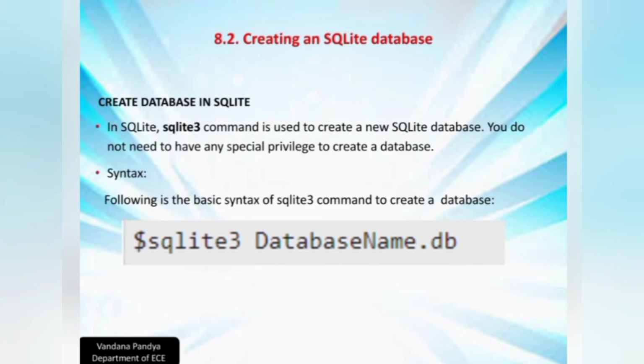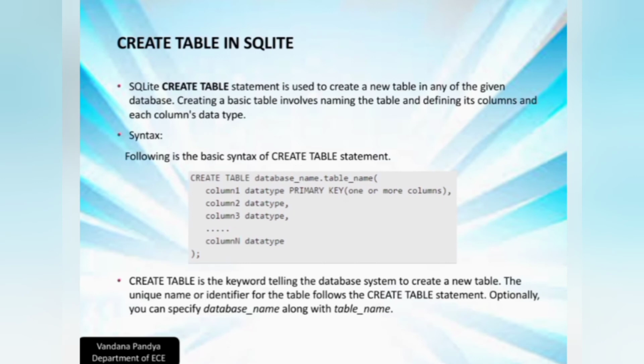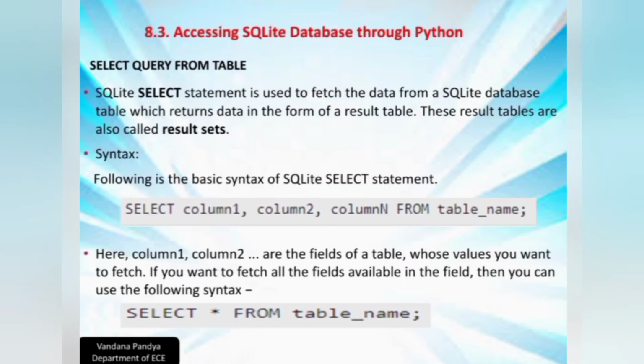After being familiar with the syntaxes, let us understand how to create a database. sqlite3 database name.db is the command to be used. We can also create a table in SQLite by using the command as shown on screen, where create table is a keyword. The displayed select commands are used for accessing the SQLite database through Python.